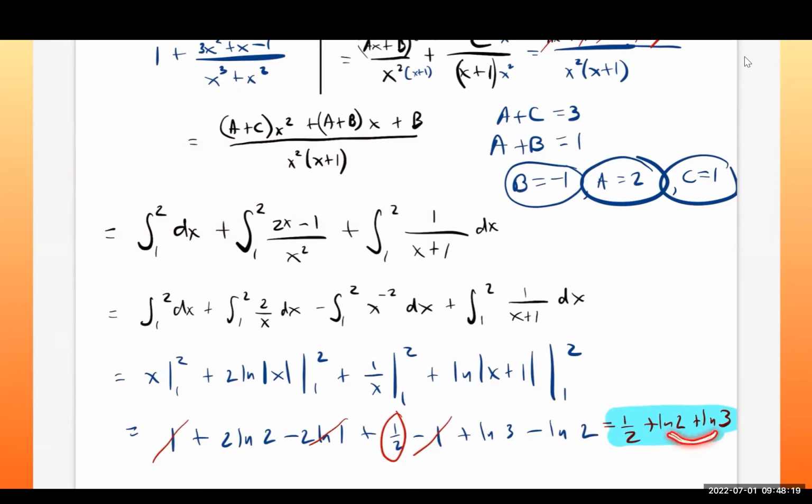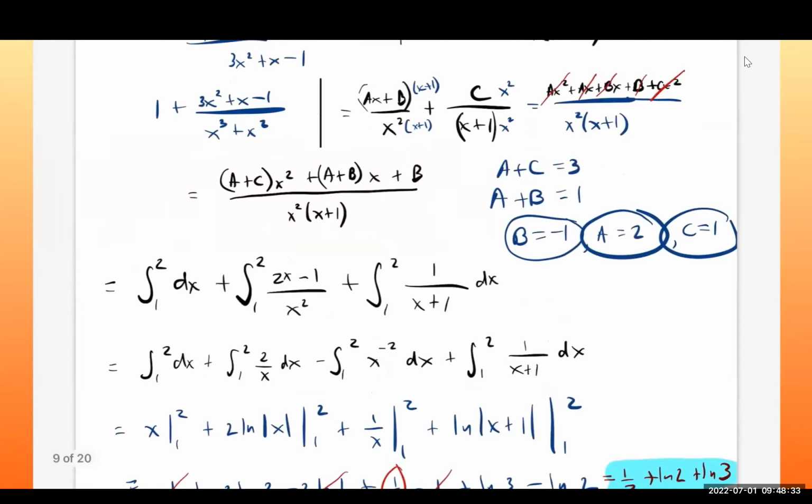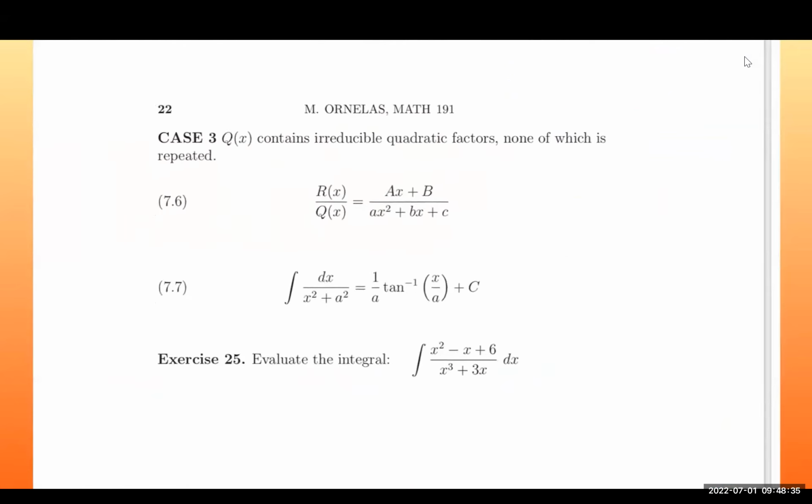So notice you could also, if you wanted to combine these two natural logs into ln of 6, that's also something you could have written, or 1/2 plus ln of 6 if you wanted to get a little fancier. All right, so that will do it. Let's move on to the next section.